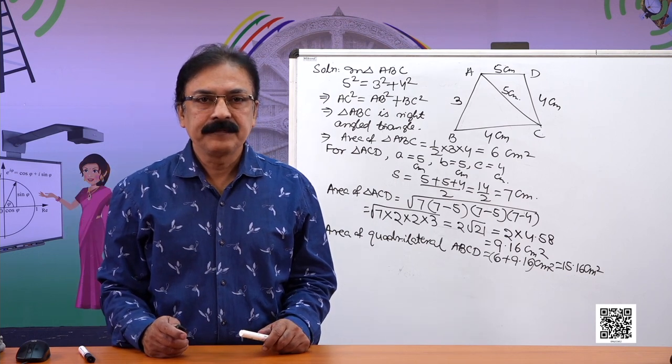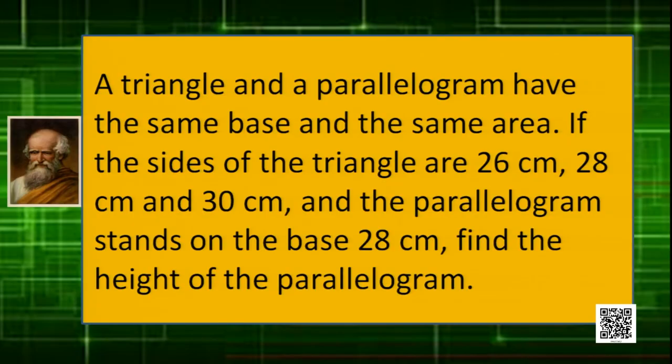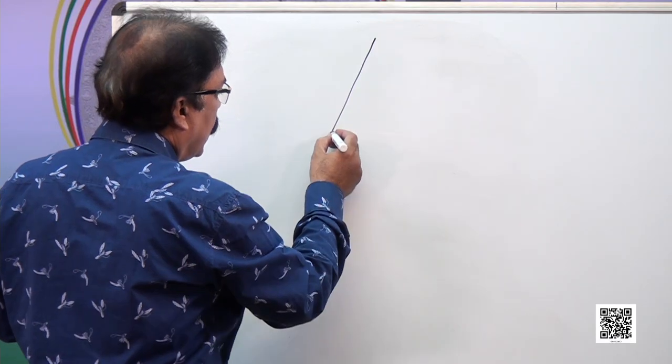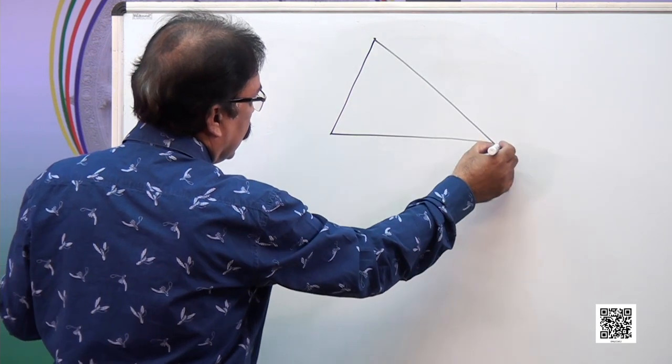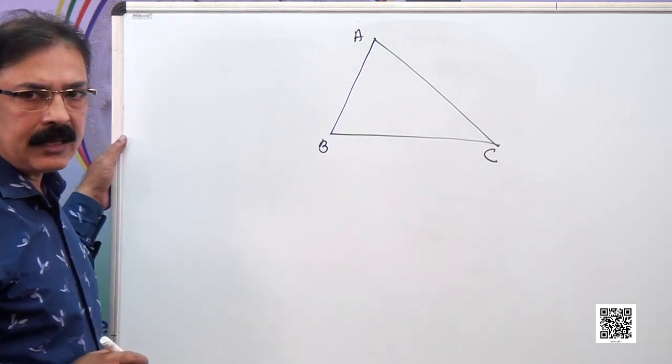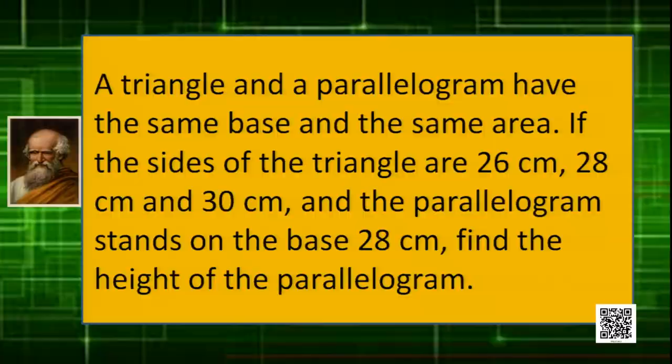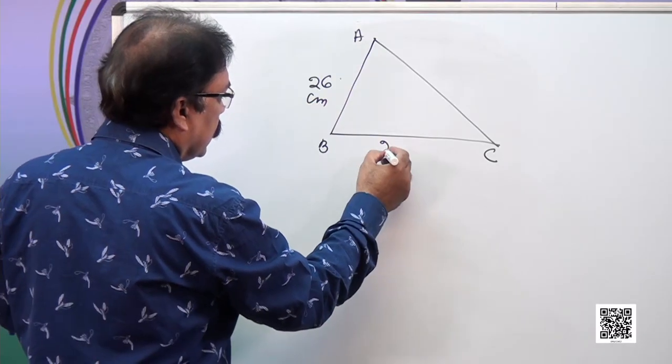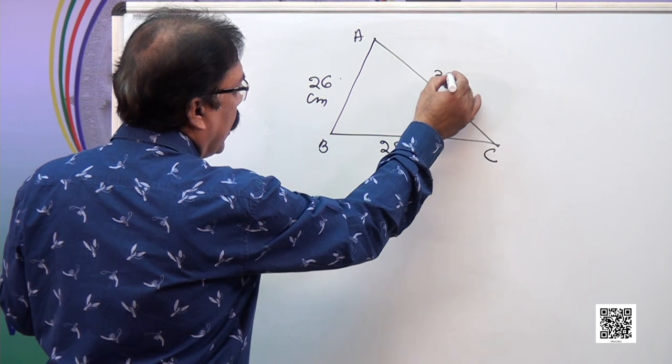Let's see another question. A triangle and a parallelogram have the same base and the same area. If the sides of the triangle are 26 centimeter, 28 centimeter and 30 centimeter, and the parallelogram stands on the base 28 centimeter, find the height of the parallelogram. In triangle, say ABC, the lengths of the sides are 26 centimeter, 28 centimeter and 30 centimeter.